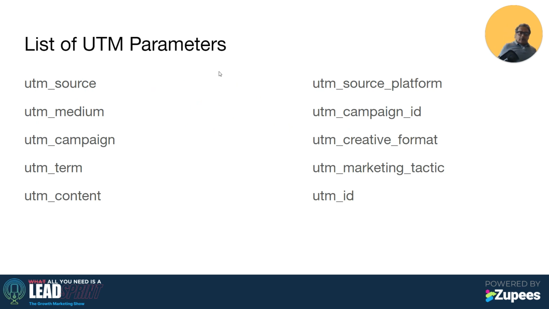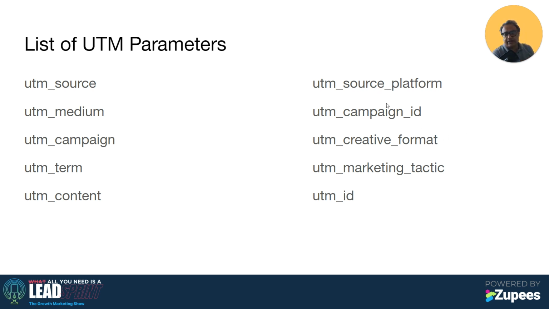Now we are going to go into specifics of how many UTM parameters there are. So before we cover that in a minute, there are the original 5 parameters, which are UTM source, medium, campaign, term, and content. Then Google has added these 3: the campaign ID, the source platform, the creative format, and marketing tactic. And I think ID was added separately. I'll check. I think I'm slightly confused about these, but I'll come back to that.